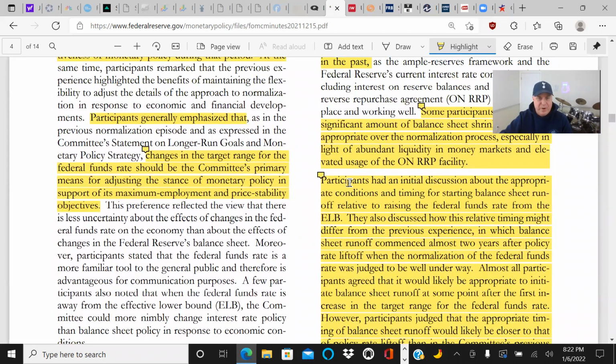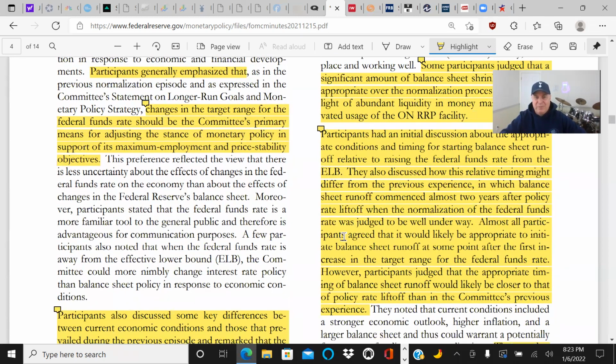Again, with the runoff, participants had an initial discussion about the appropriate conditions and timing for starting balance sheet runoff relative to raising the federal funds rate from the ELB. They also discussed how this relative timing might differ from the previous experience, in which balance sheet runoff commenced almost 2 years after policy rate liftoff, when the normalization of the Fed funds rate was judged to be well underway. So it normally takes about 2 years after the first interest rate hikes to start a Fed balance sheet runoff. That would be the normal thing. But almost all participants agreed that it would likely be appropriate to initiate the balance sheet runoff at some point after the first increase in the target range for the federal funds rate.